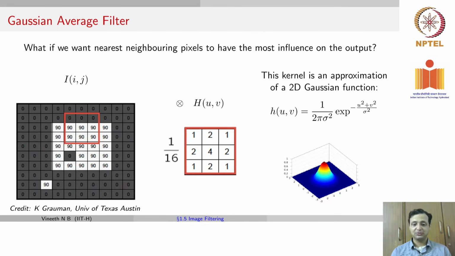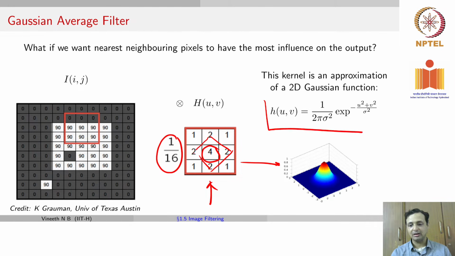So a Gaussian average filter looks somewhat like this, where you can see that the middlemost element has the highest influence, the neighbors have the next level of influence, and so on and so forth. And 1 by 16 is simply a normalizing factor, because you do not want the pixel intensity in the output image to blow up. You want it to be within the predefined range, and that's the reason you need to normalize. So this filter is a discrete version of a 2D Gaussian function, as we define like this.